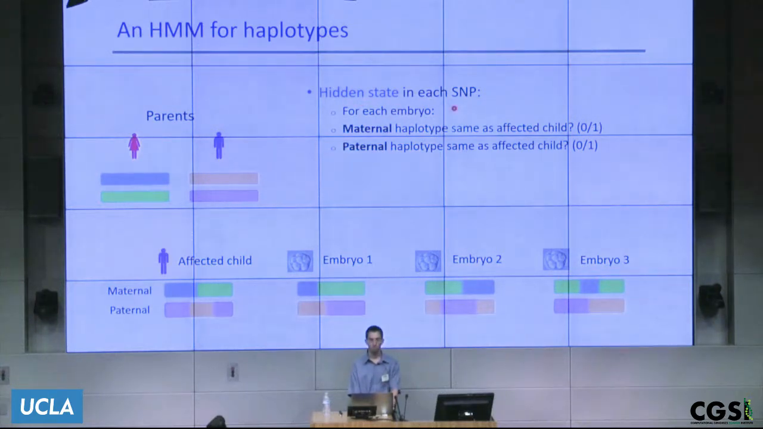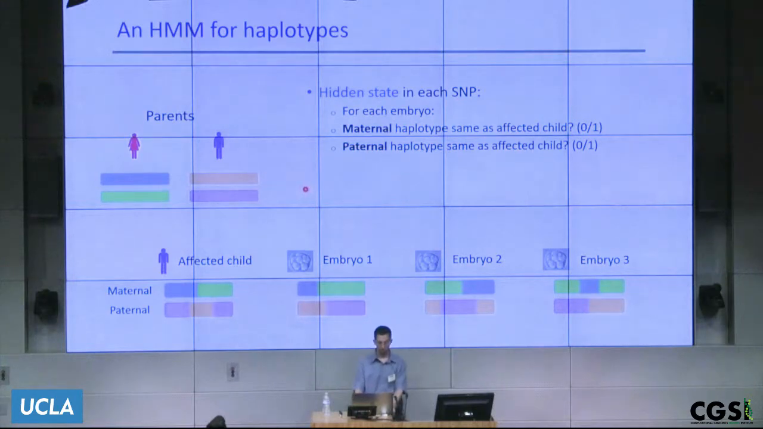For each SNP, for each embryo, the state is 2 bits. One bit describes whether the maternal haplotype of the embryo is the same as the affected child, and the second bit is the same for the paternal haplotype, the one transmitted from the father. Okay, so if these are the parents, as we know, the chromosomes of the children will be a mixture of the 2 chromosomes of each parent, and we simply track which chromosome was transmitted.